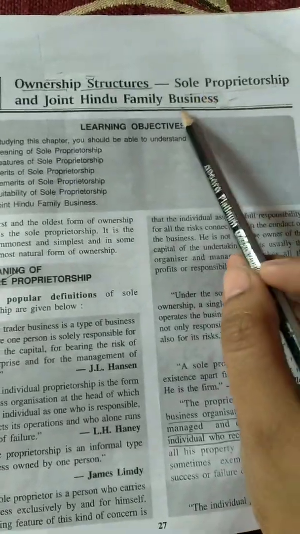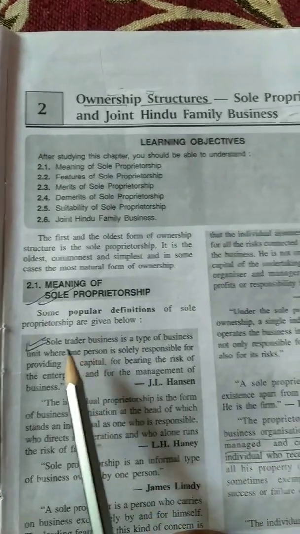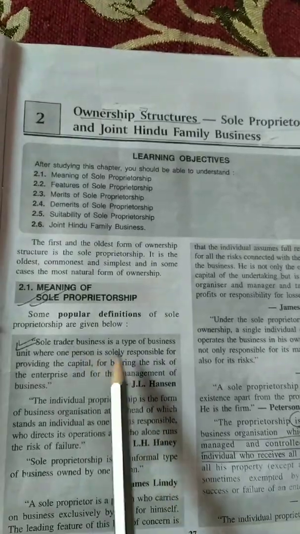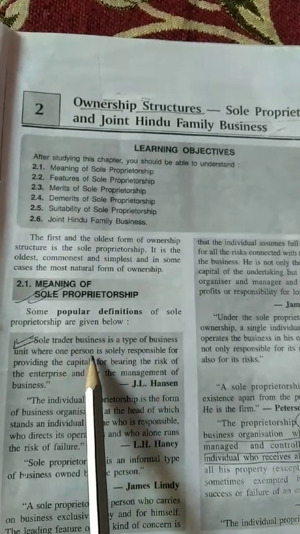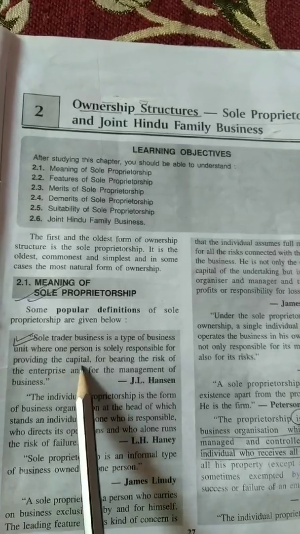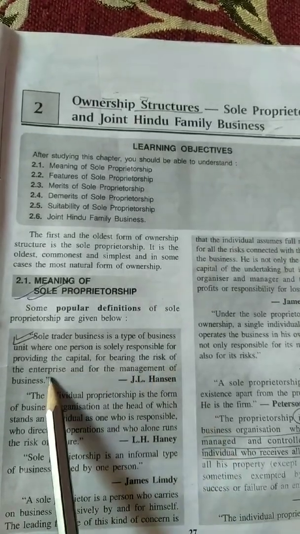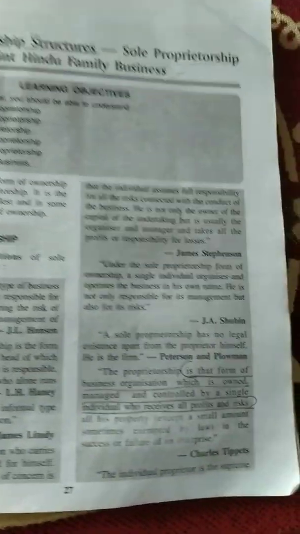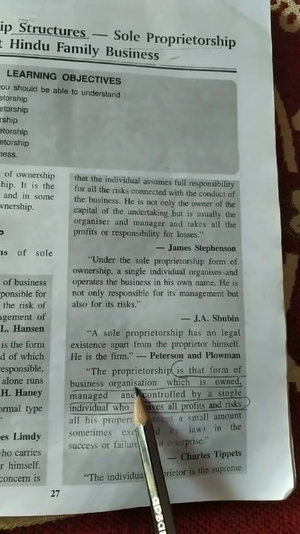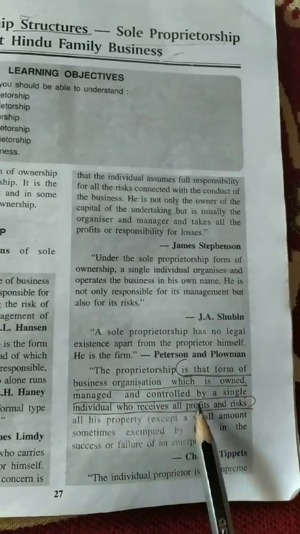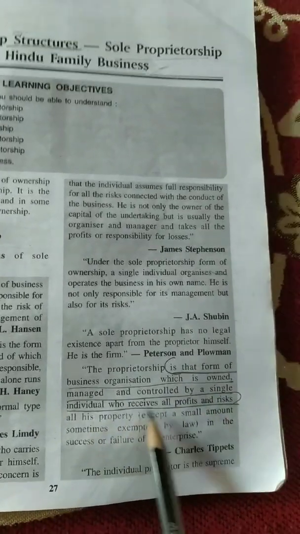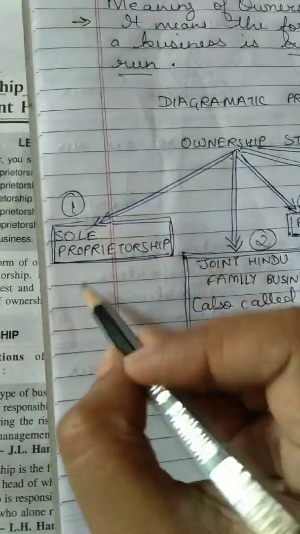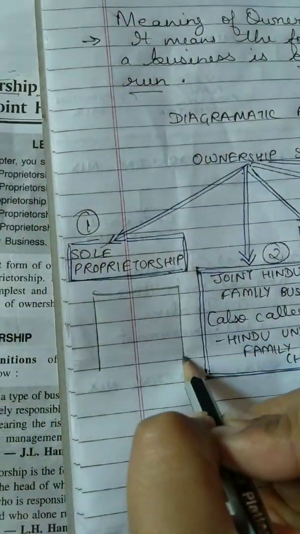So we are going to take this topic, sole proprietorship. Sole proprietorship is also known as sole tradership. A sole trader business is a type of business unit where one person is solely responsible for providing the capital, for bearing the risk of the enterprise, enterprise means business, and for the management of the business. It is that form of business organization which is owned, managed and controlled by a single individual who receives all profits and risks.